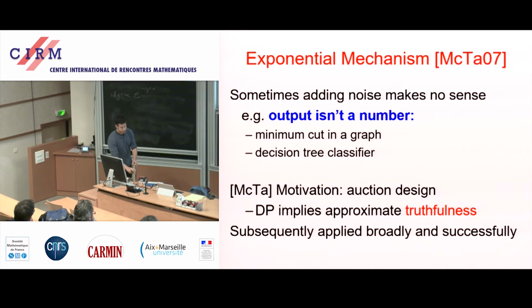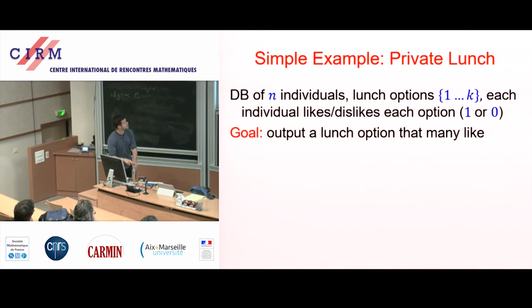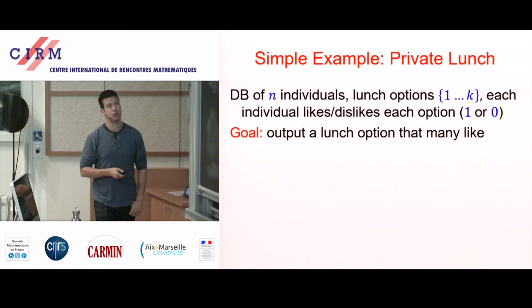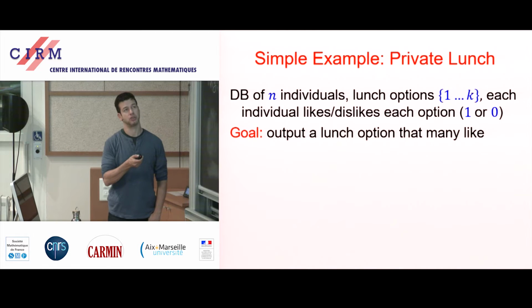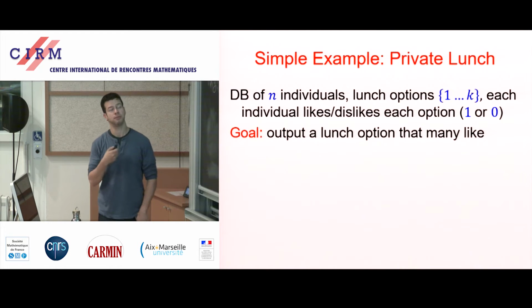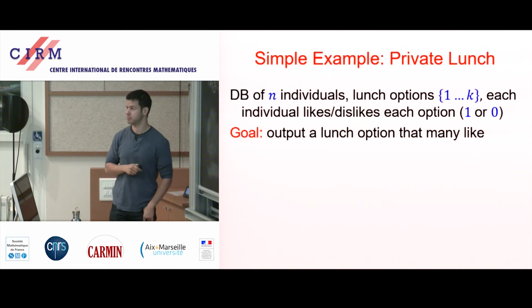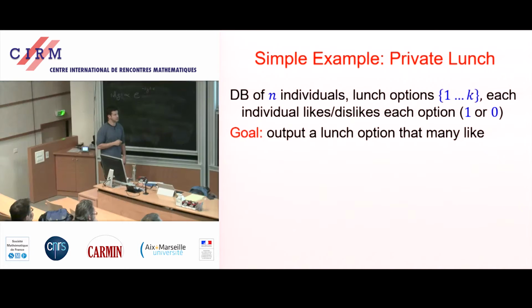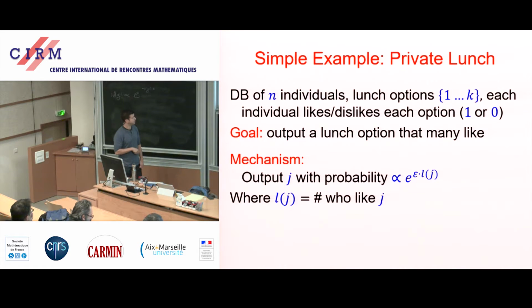So what is the exponential mechanism? I'll just give you an example. We're after lunch, but maybe we can use it tomorrow. We have n individuals, and we have k options for lunch, options 1 to k, and each individual likes or dislikes each option. That's the setting. What we want is to output a lunch option that many like in a differentially private way. So we want a differentially private algorithm that will output a lunch option that many of the people like.